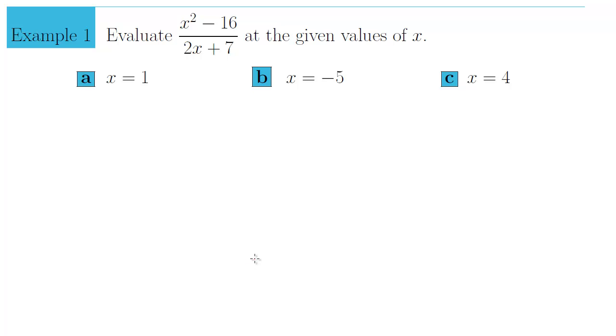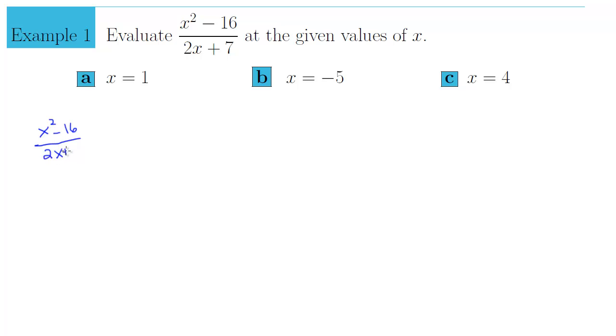Example 1. Evaluate x squared minus 16 divided by 2x plus 7 at the given values of x. A, x equals 1. B, x equals negative 5. C, x equals 4. We start by evaluating x squared minus 16 over 2x plus 7 at x equals 1. This means anywhere we see an x in our rational expression, we are going to replace it with the value of 1. So let's start by rewriting our rational expression, x squared minus 16 all divided by 2x plus 7.